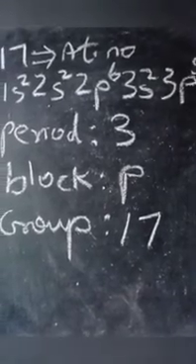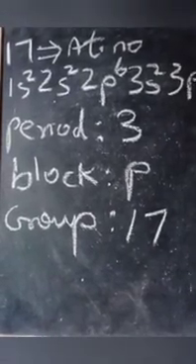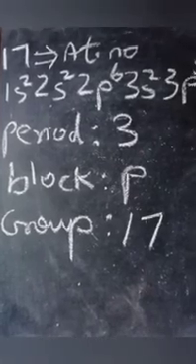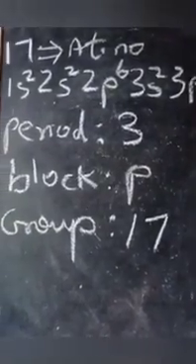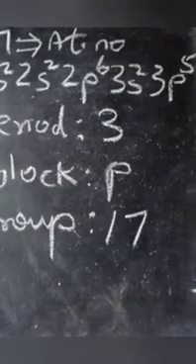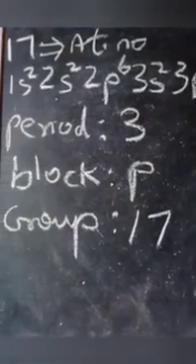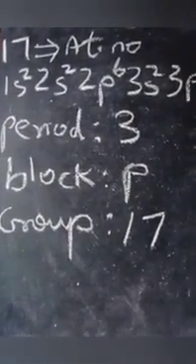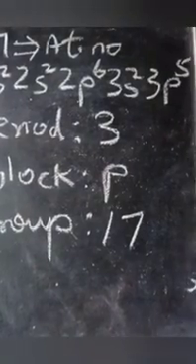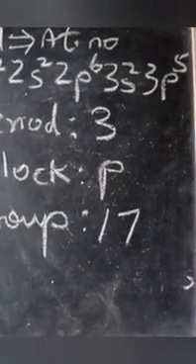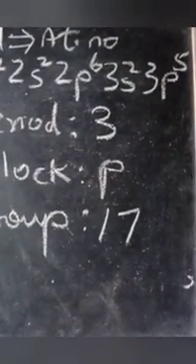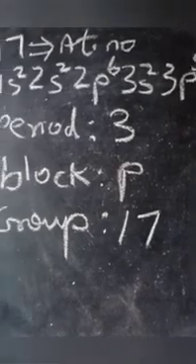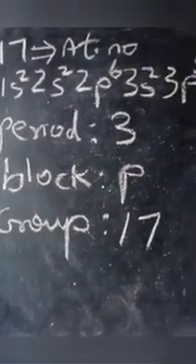I have shown you the example of an element having atomic number 17. The electronic configuration is 1s2, 2s2, 2p6, 3s2, 3p5. You can count the number on top. 2 plus 2, 4. 4 plus 6 will give you 10. 10 plus 2 will give you 12. And 12 plus 5 will give you 17. So the outermost configuration is 3p5.